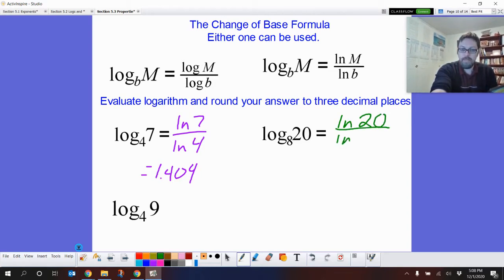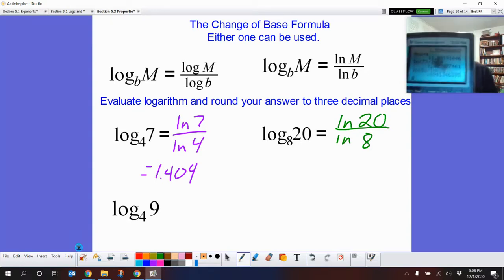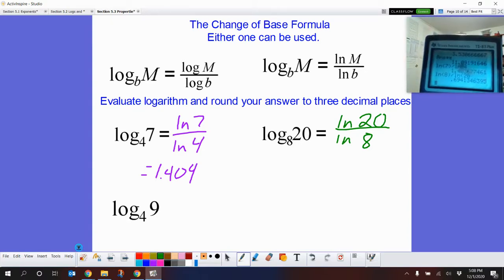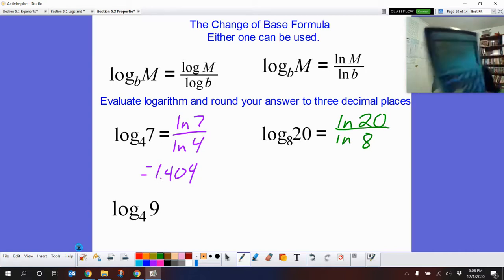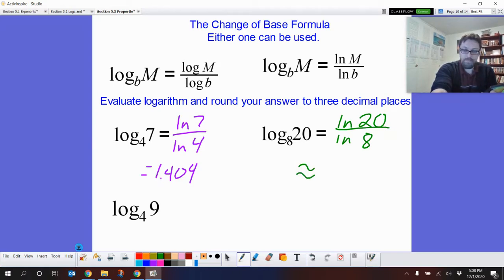If I did my next one, I get the ln of 20. Base goes on the bottom, ln of 8. So I go to my calculator, ln of 8, close the parentheses, divided by the ln of 20. You don't have to close the second one. Notice I'm not closing the second one. I'm just closing the first one. So I get 0.694. So this one should technically be approximately 0.694.